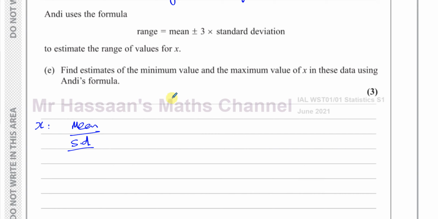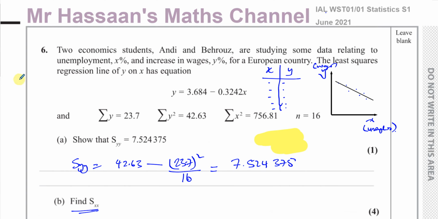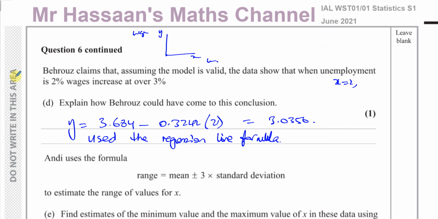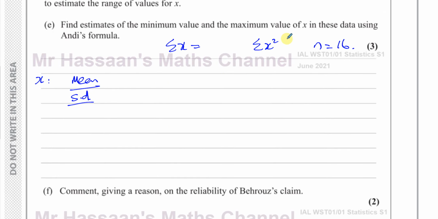All right, so we need to know some data about x. We need to know the sum of x. We also need to know the sum of x squared, the sum of the squares of the values of x. We need to know the number of entries, which is 16. All of this data is given. Let's take it from the last page. We already have the sum of x squared, which is 756.81.